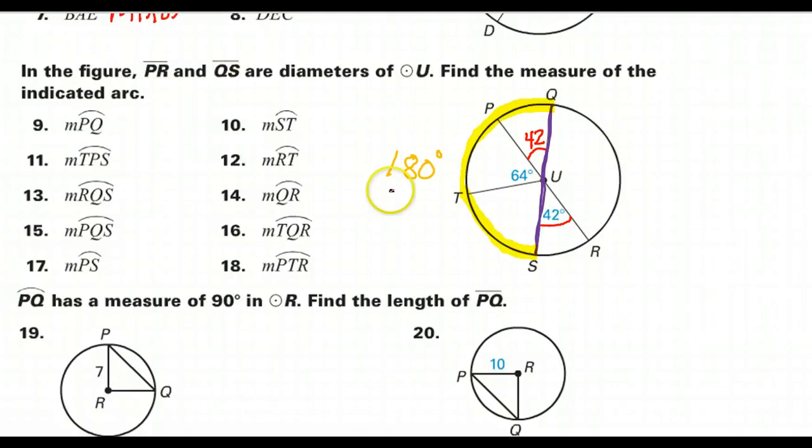So if I take 180 degrees and I do minus 42 and minus 64, and I see what's left, what's left should be this angle over here. So let me just do that on my calculator. Okay, I got 74 degrees. So that tells me that this angle right here, this missing angle, is 74 degrees.